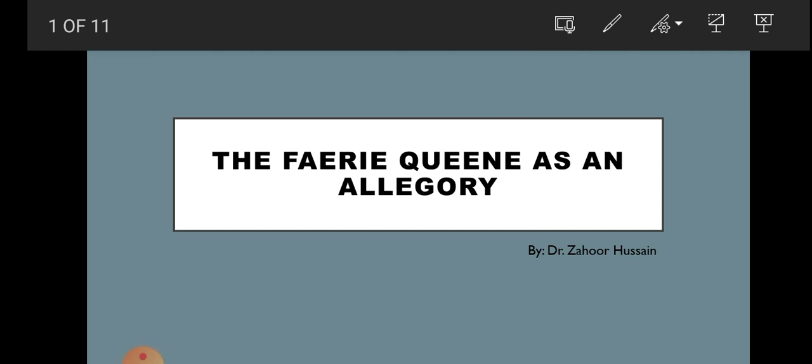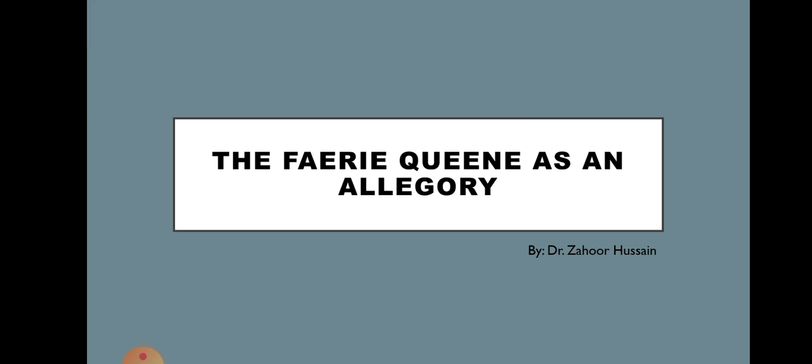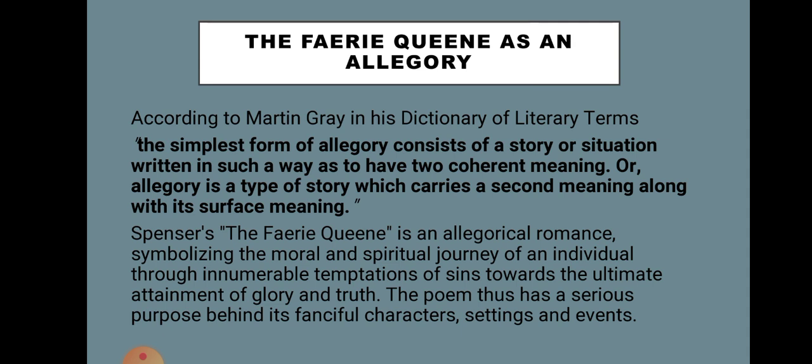Dear students, we are going to talk about Fairy Queen as an allegory. Allegory is some sort of reference, a comparison. Allegory means, in fact, when there are two stories running parallel, one thing is standing for something else. That's called allegorical. So, first of all, we'll define what the word allegory means. Later we'll come towards this poem and talk about it in detail.